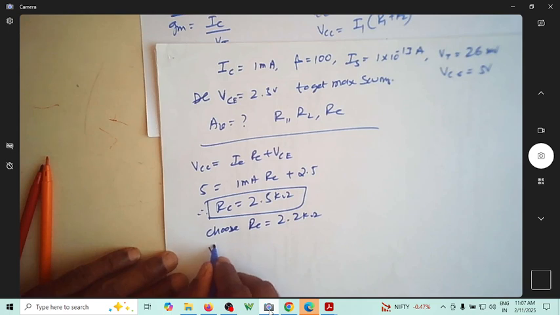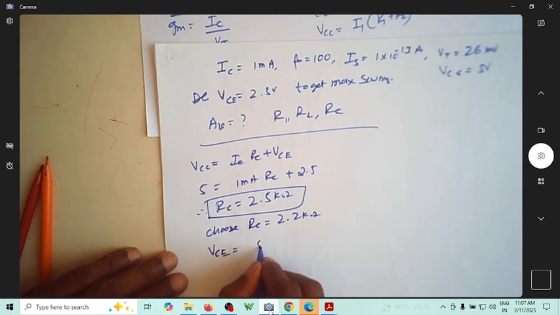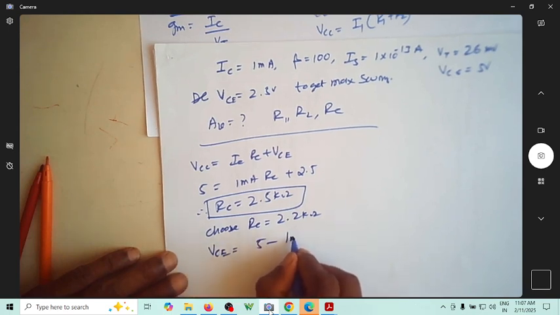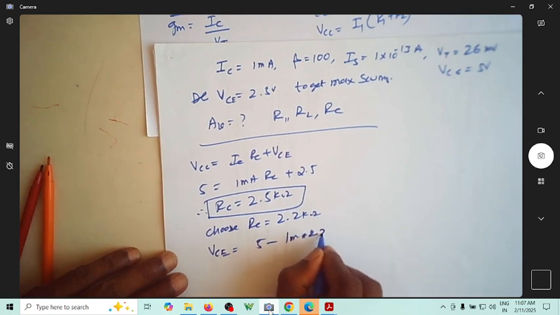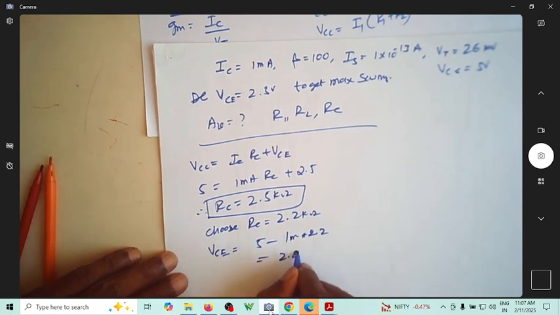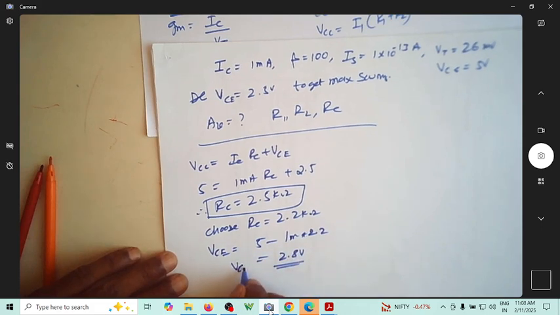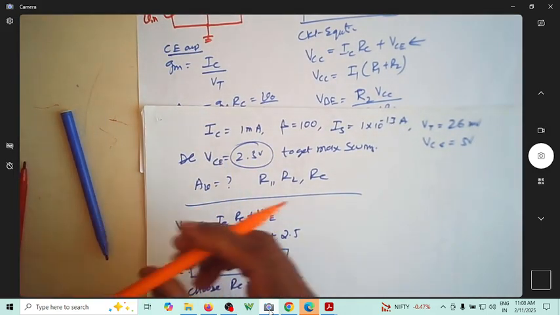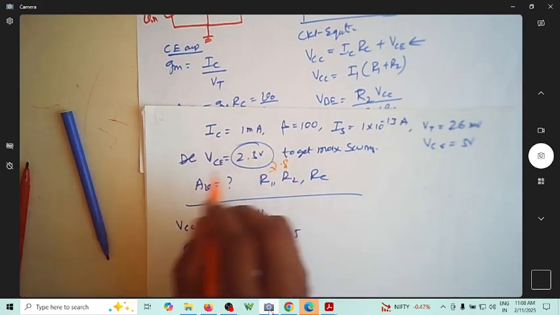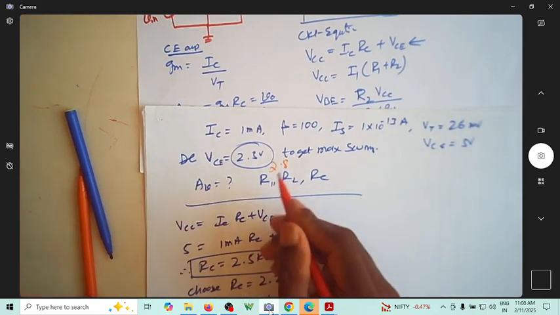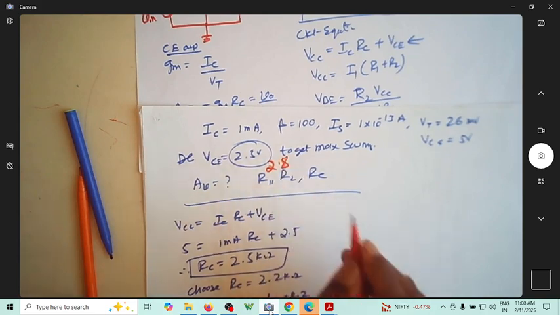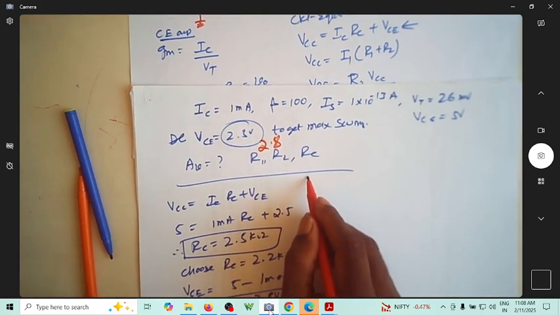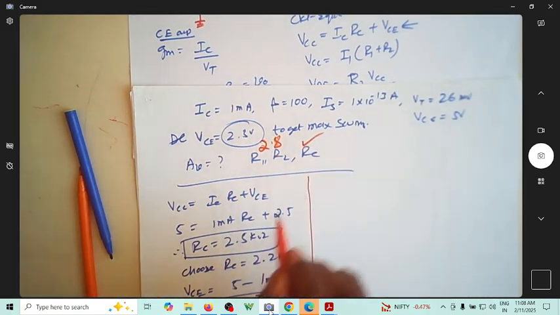Then VC will be 5 minus 1 milli into 2.2. Then this will become 2.8 volt, which is not a bad idea. So instead of having 2.5, you'll have it at 2.8, which is not totally bad. Okay, fine. So this is done with the value of RC.